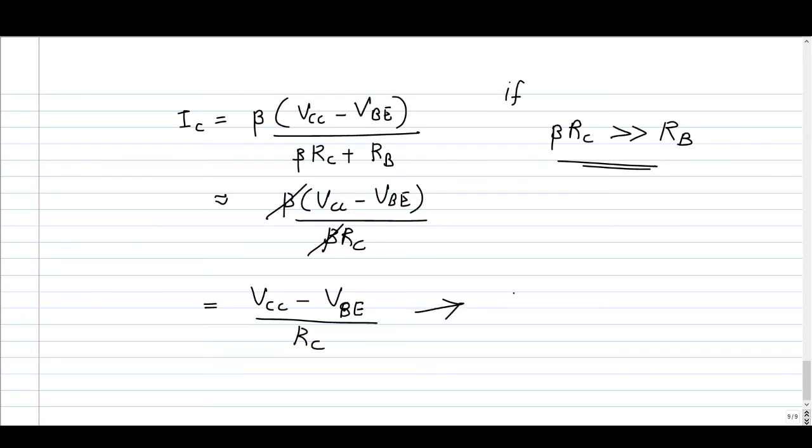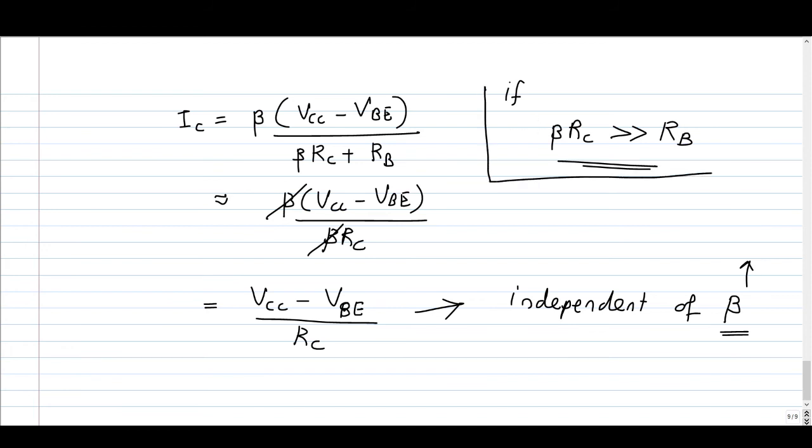So what is the inference? This is independent of beta. This IC is now independent of beta. So due to transistor parameter variation or beta variation, now IC will not change. Okay, so the circuit is stabilized against the beta variation if this design criteria is used. But there is a disadvantage for using this criteria. We will see what is that.